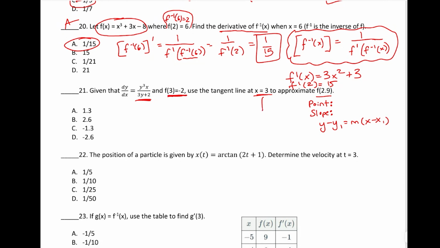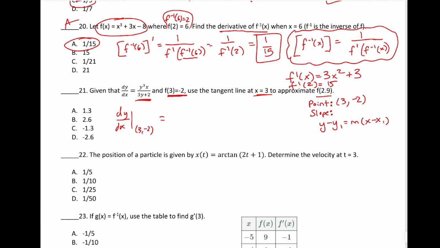So that point of tangency is given right here. They say at x equals 3, and most of the time you have to actually go and find y, but because the original function f is not given, they do have to tell us what the y value is there to be able to solve this. So the y value of the point of tangency is going to be negative 2. The slope at that point of tangency is going to be the value of dy/dx at (3, negative 2).